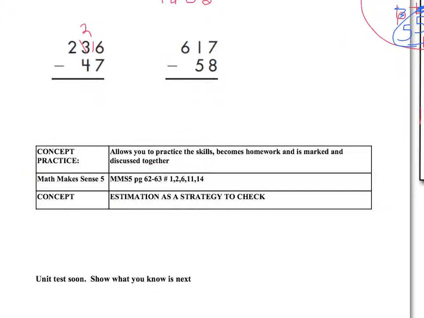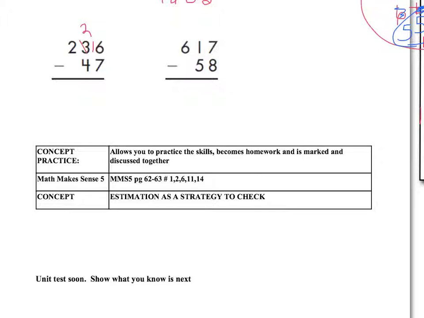All right, we are on to the concept practice. Again, you're practicing your skill. It will become homework. We will discuss it. Textbook, page 62, 63, numbers 1, 2, 6, 11, and 14. You are using estimation as a strategy to check, which means you have to do the actual first. And remember, your estimation is after you've done front-end rounding or compensation or compatible numbers. It cannot just be rounding the answer of the actual.